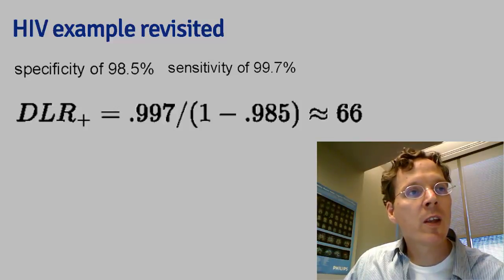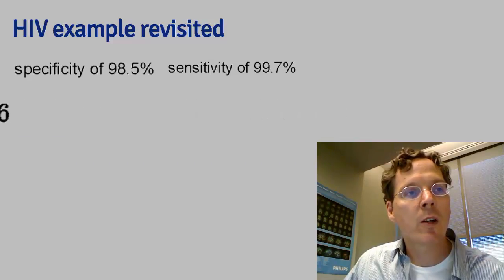Or in other words, the hypothesis of disease is 66 times more supported by the data than the hypothesis of no disease. Now, if the pretest odds are very small, then still multiplying them by 66 will result in a still small number, though 66 times larger.